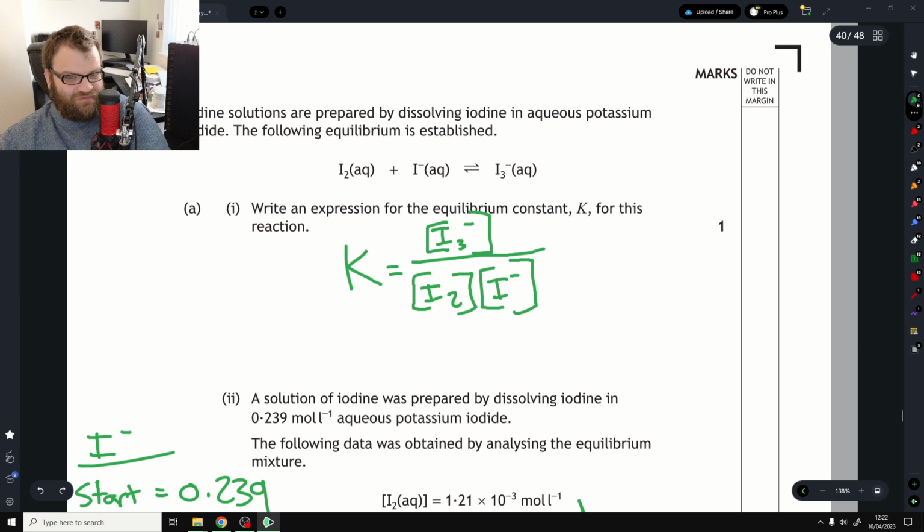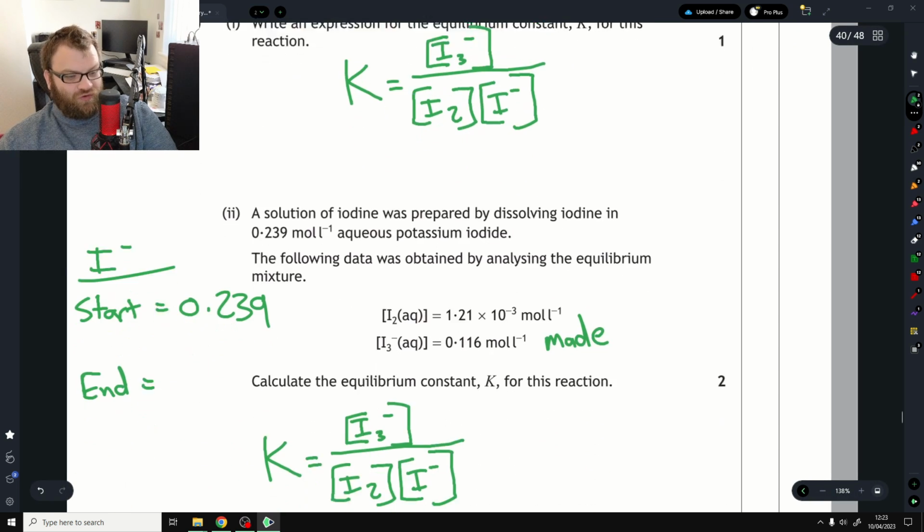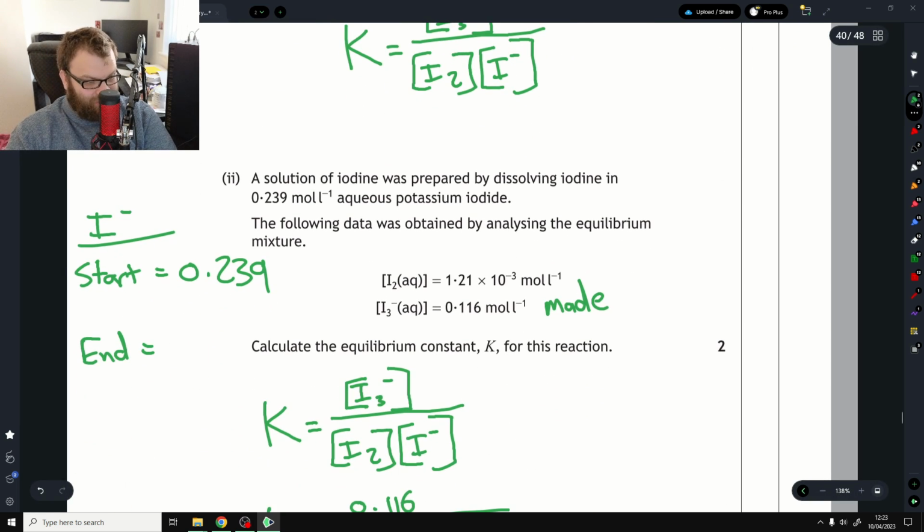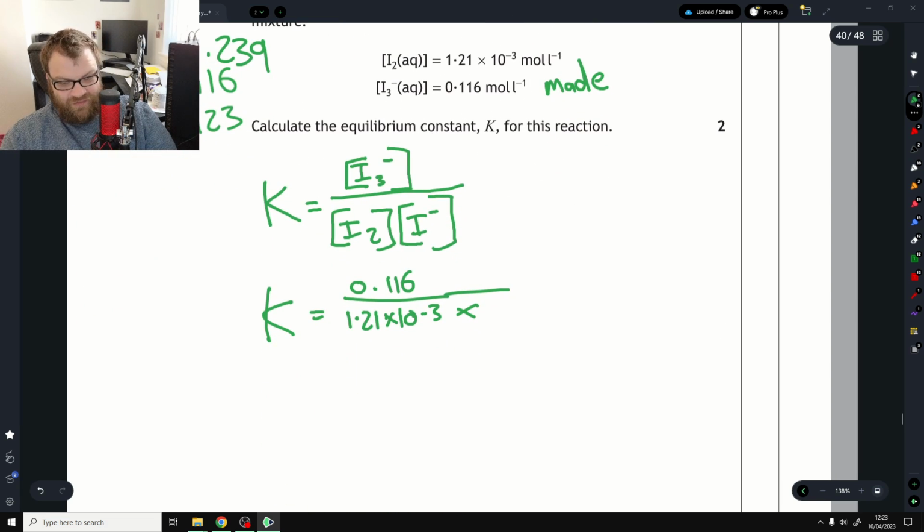So that means if we've made 0.166 of the I3 minus, we have used that quantity of the I minus. This means we've used 0.116. That gives you 0.123. We can then put that in over here. I'm going to type that in and get our answer out.